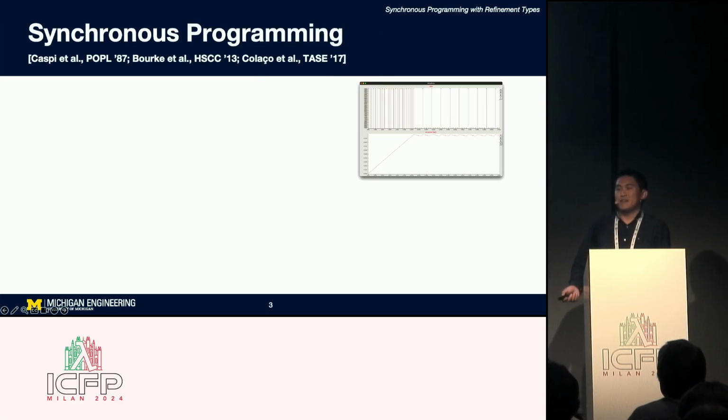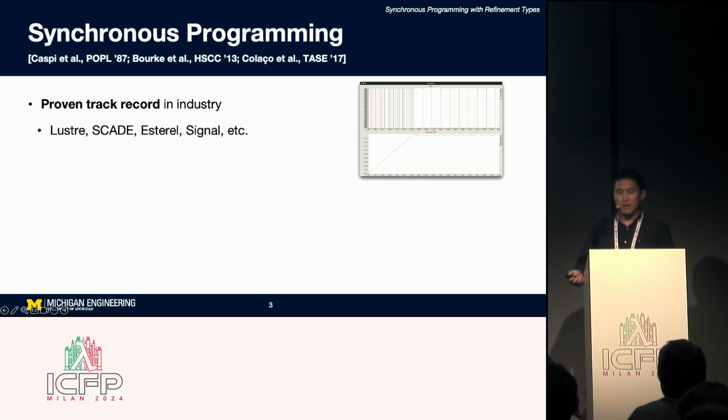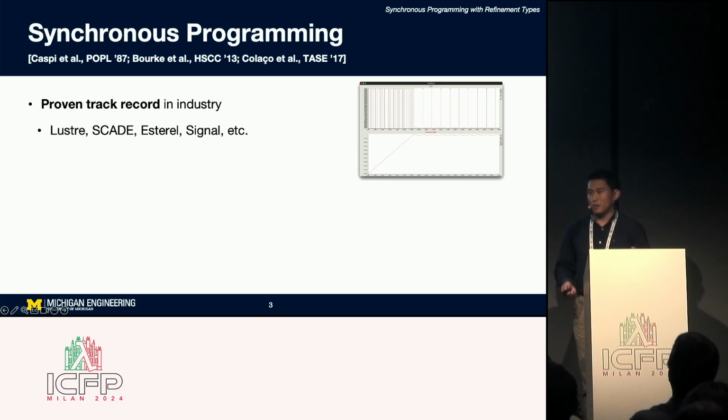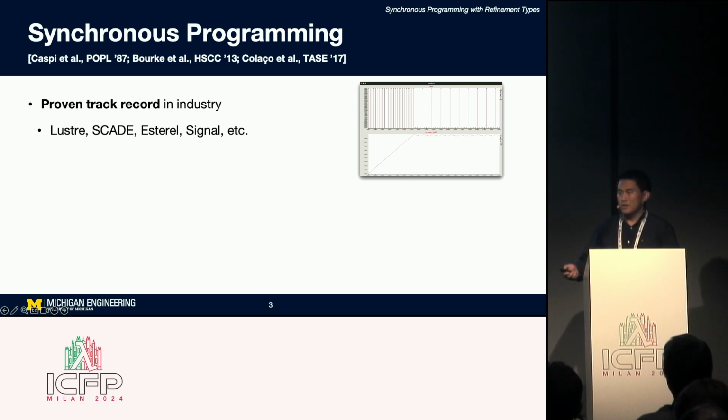And so the first part of my title is synchronous programming, and we're pretty big fans of synchronous programming because it's had a proven track record in industry. So for example, languages like Lustre, Scade, Esterel, Signal. Scade in particular, which is inspired by Lustre, has been used by Airbus to develop actual avionics systems and software. So there's quite a bit of a track record here.